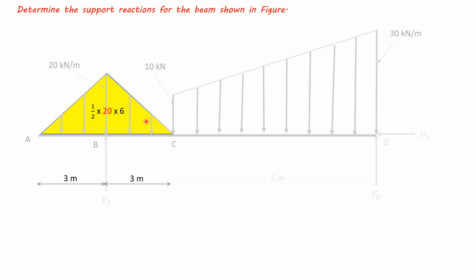Simplifying this triangular loading, area of triangle will be half 20 into 6. So it will be 60 kilonewton acting at 6 by 2, 3 from this side. So it will be acting at this point B.